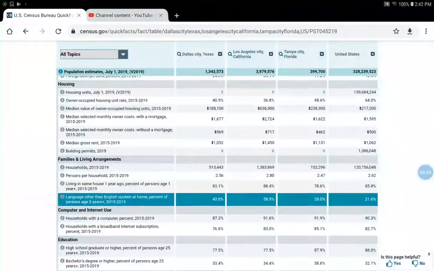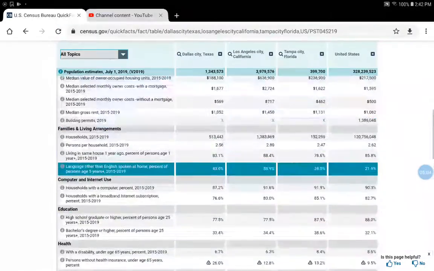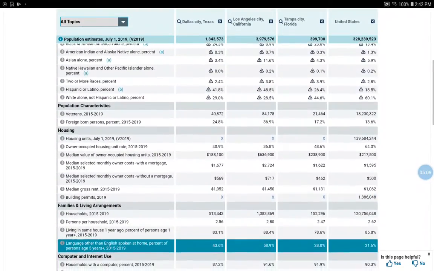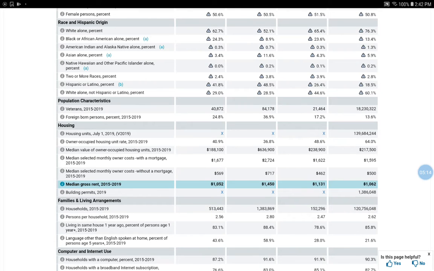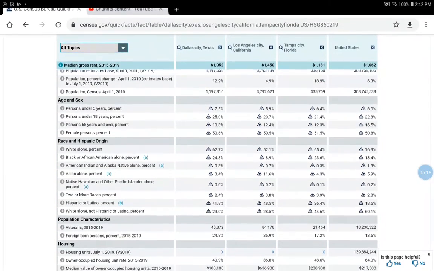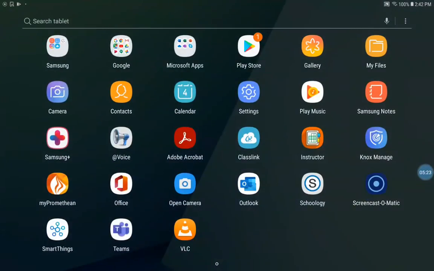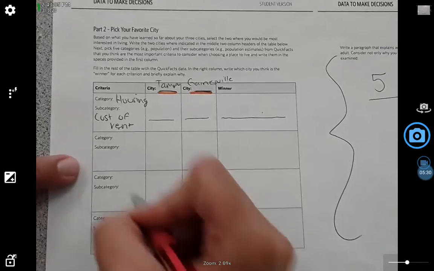If I go back to the table here, and I look at housing, it says median gross rent, and I can compare those rent prices. I would write down the rent for the two cities I'm comparing, and then choose a winner. So over here, I would write down the rent for those two cities and then choose a winner. And I would do that for each box. Just choose a new way to compare them.